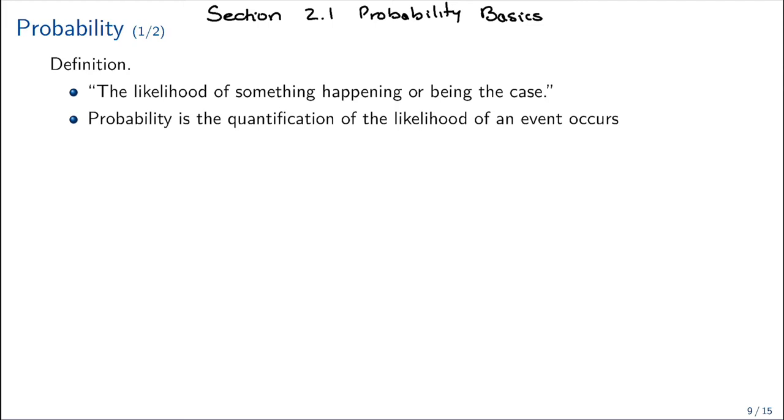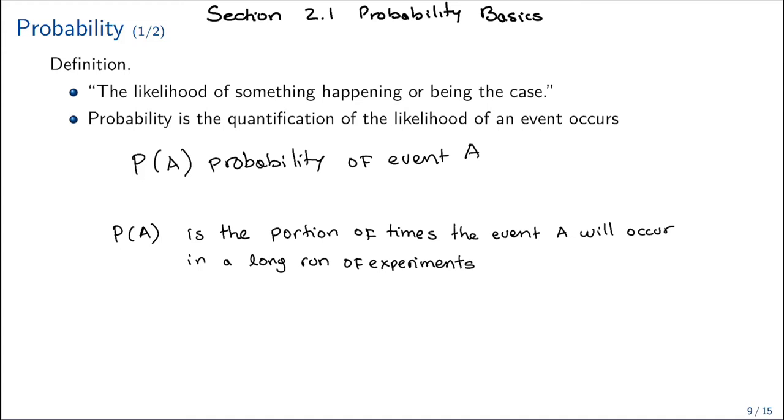For example, we are going to write P of A as the probability of event A. And P of A is the proportion of times that the event A will occur in a long run of experiments. The simple case is flipping a coin. When you flip a standard coin, you have equal probability of getting a head or a tail. So we write that the probability of getting a head is equal to 1/2, and the probability of getting a tail is equal to 1/2.